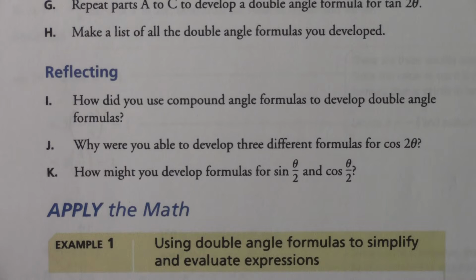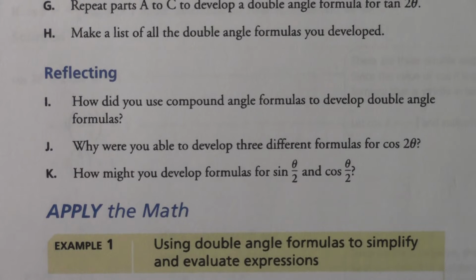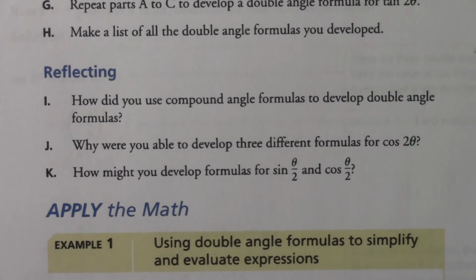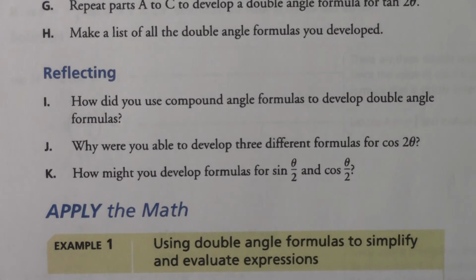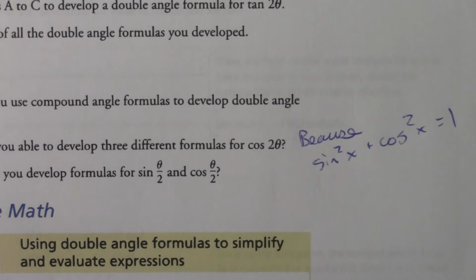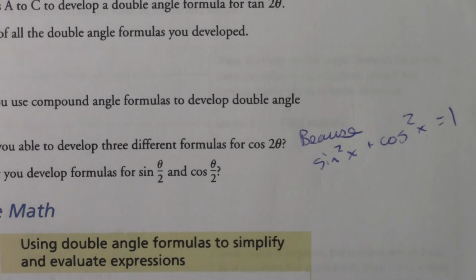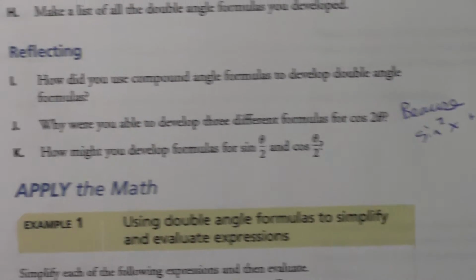First question, how do we use compound angle formulas to develop double angle formulas? We substituted them, right? We used the angles x and x and substituted. Why were you able to develop 3 different formulas for cos 2x? Because of the trigonometric identity, sine squared x plus cos squared x is equal to 1. Because of that, we can express one in terms of the other.